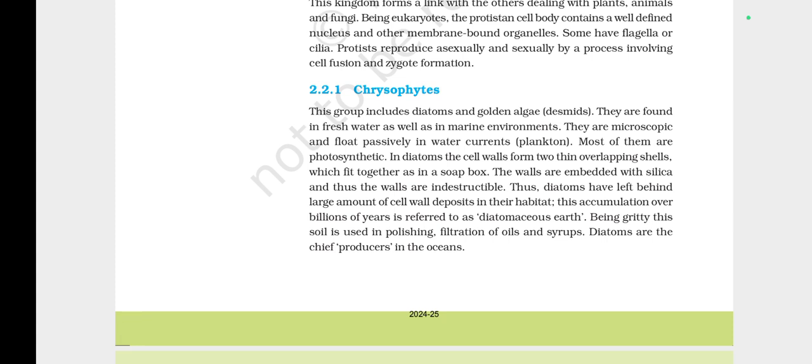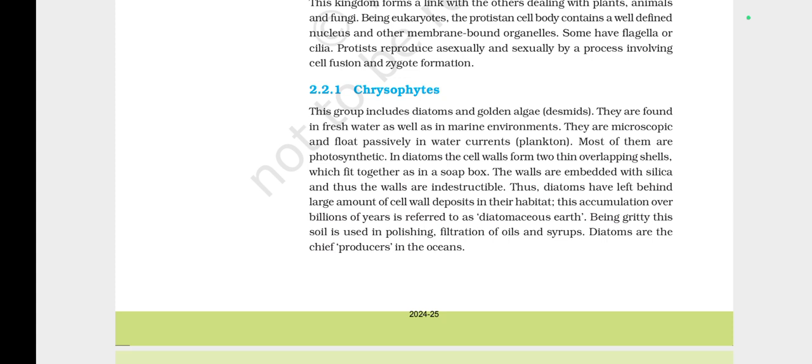The group includes diatoms, golden algae, and desmids. They are found in fresh water as well as marine environments. They are microscopic and float passively in water currents, as plankton. Most of them are photosynthetic. In diatoms, the cell wall is formed of two thin overlapping shells which fit together like a soap box. The walls are embedded with silica, thus the walls are indestructible.